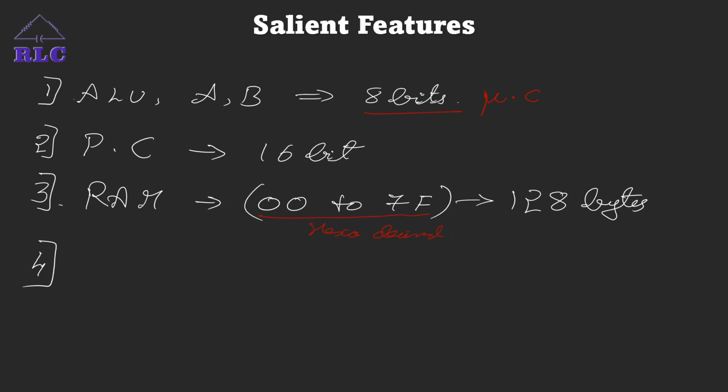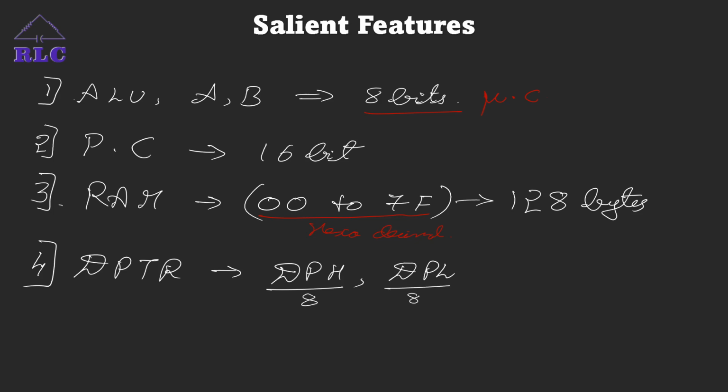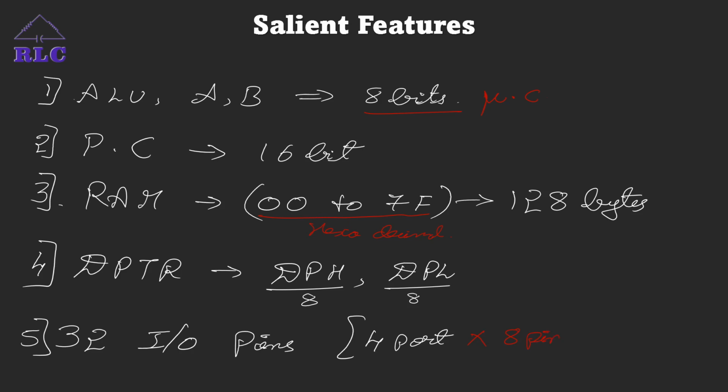Now we'll go on with the next. Like the program counter, we had the DPTR over there. DPTR is a combination of DPH and DPL, that is data pointer high and data pointer low. Each is 8-bit. Then it has 32 IO pins. That means we have 4 ports, and each port has 8 pins, so we get 32 IO pins.